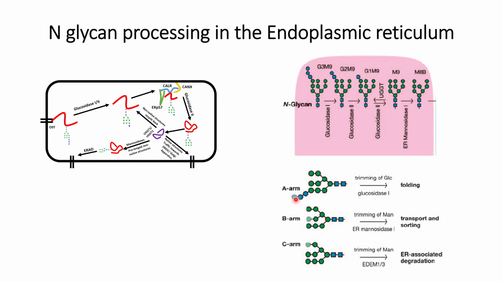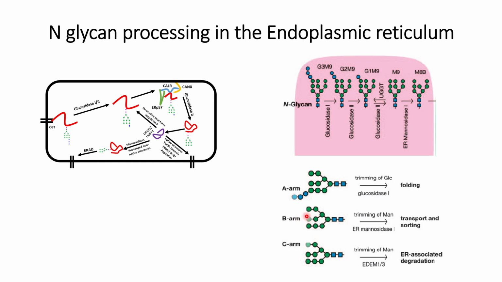So when glucosidase 1 trims off the first glucose from this glycan structure, it will move towards the interaction with calnexin and calreticulin for folding. It is not shown here completely, but after this another step will happen, that is glucosidase 2 will trim off the second glucose and then it will move towards folding. Transport and sorting will happen with the help of the B arm, with the trimming of this mannose.